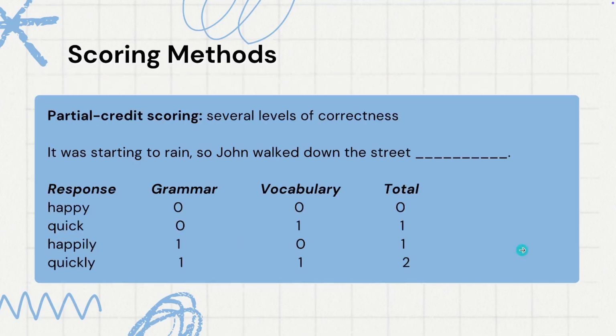And then the second kind will be partial credit. So this means several levels of correctness. In our exact same example, now we give 2 points for grammar and 1 for vocabulary. So you can see here, even the student who wrote quick, they still get 1. 50% is a lot better than 0%. And then happily, same thing. And then of course, quickly, they get the full points. So that's partial credit scoring.